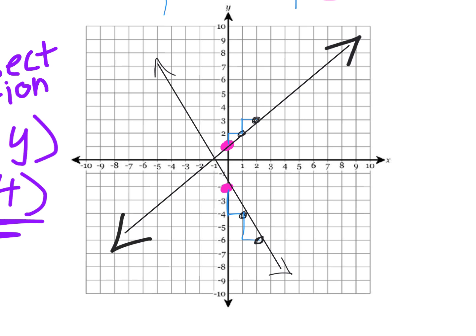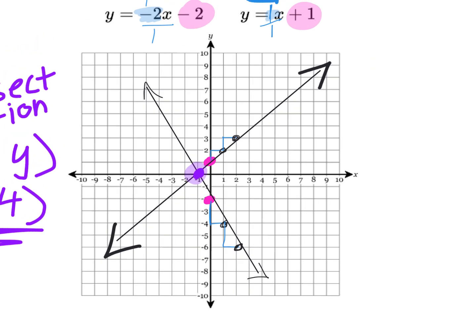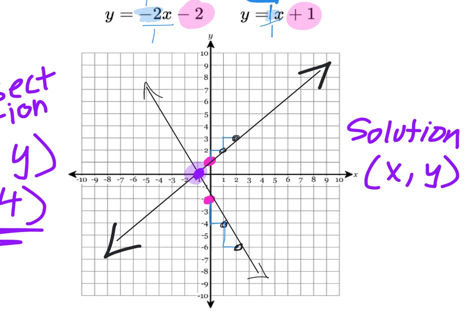And the whole point, even if you don't think it's funny, I think it's hilarious. The whole point is where they intersect right here. And so our solution is where they intersect, which you do your x first and your y second. So it's -1 and 0.